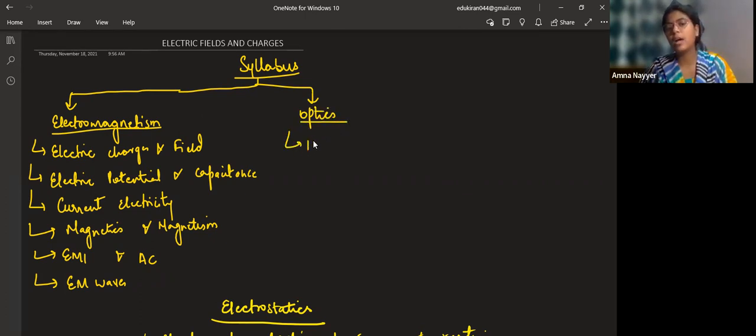Then you have the next unit, that is optics. Under optics, you have just two branches. One deals with ray optics. Ray optics means the glasses, mirrors, lens, that optics. And then you have wave optics.